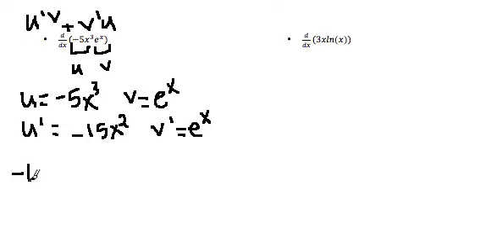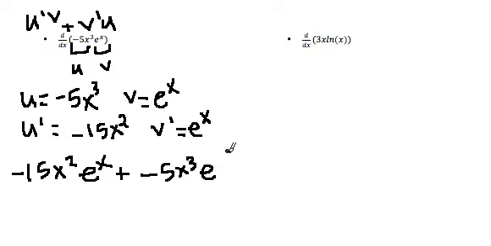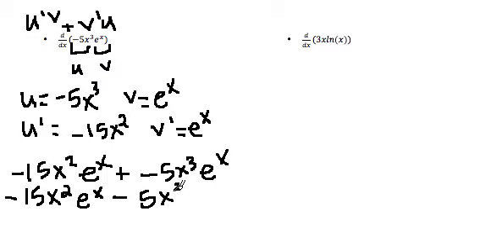So we're going to have negative 15x squared times e to the x plus negative 5x cubed times e to the x. What I do want, though, is I don't like this plus and this negative here, so I'm going to write negative 15x to the 2nd e to the x, and then minus 5x to the 3rd e to the x. This is as much as I need in terms of simplifying, so that is y prime.